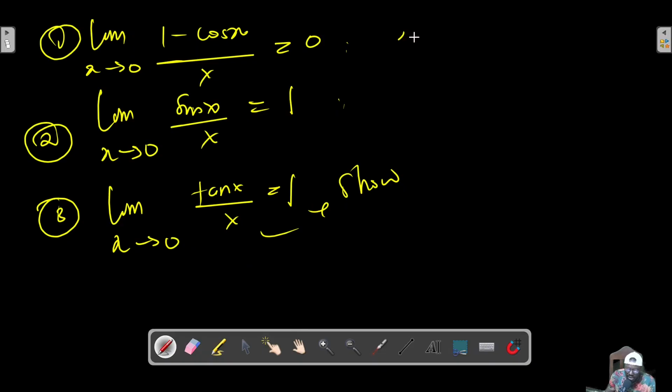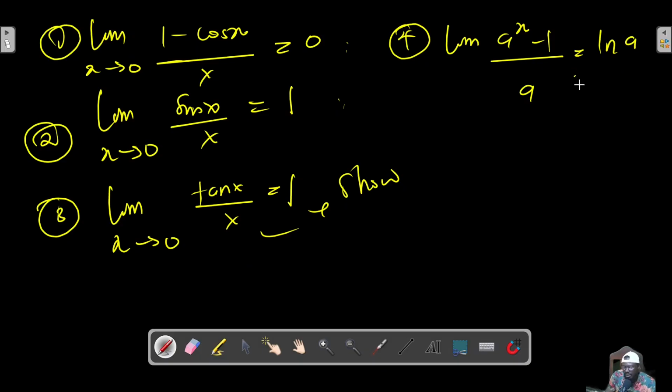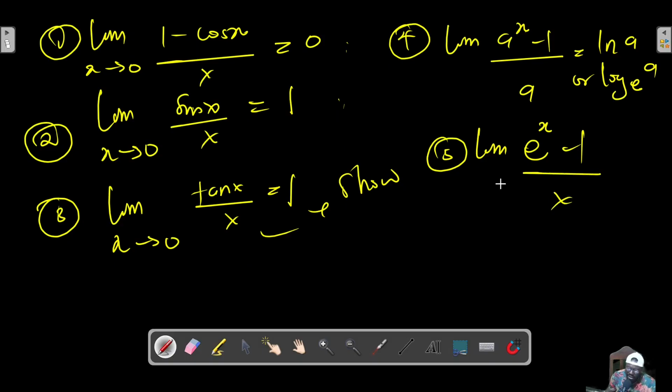Now the fourth one I'll give. That is, if you have the limit of a raised to the power x minus 1 divided by x, as x approaches 0, it is equal to the natural logarithm of a, or you can say log to the base e of a. The fifth one: the limit as x approaches 0 of exponential of x minus 1 divided by x is equal to 1.